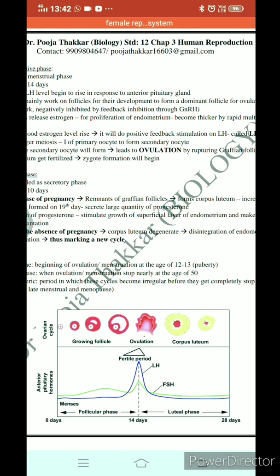In this diagram, we can notice that the overall period of 28 days in a particular woman is divided into three phases. First is menses. The second is termed the follicular phase, in which you will notice the development of the follicle. And the last phase is considered the luteal phase or secretory phase. Now we'll discuss each phase in detail.